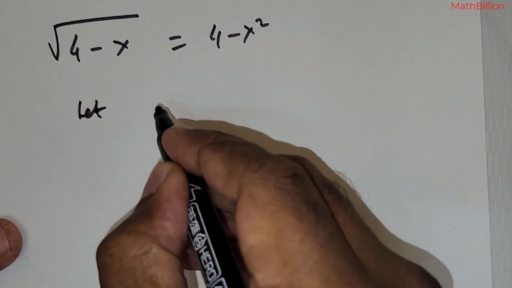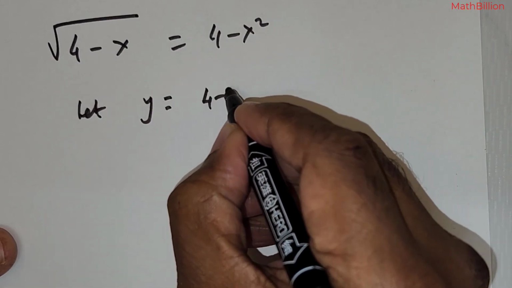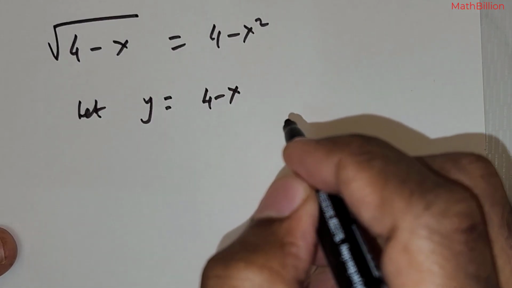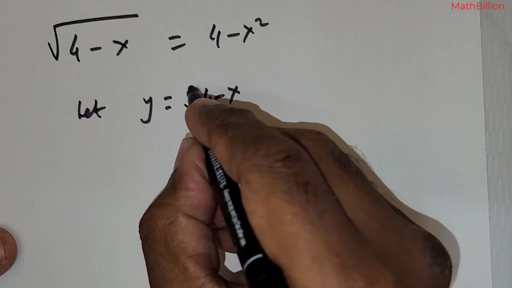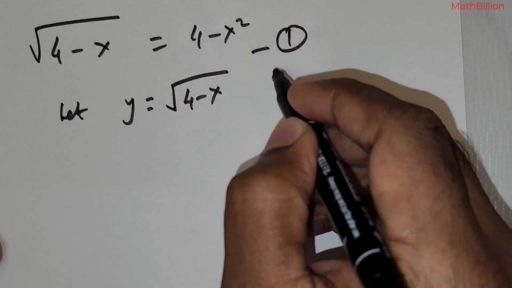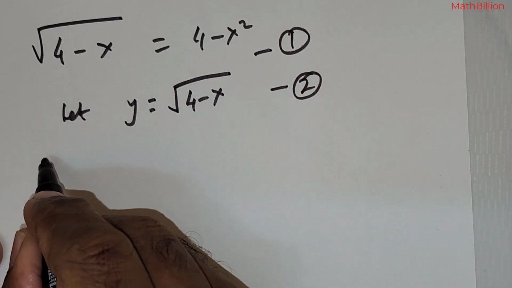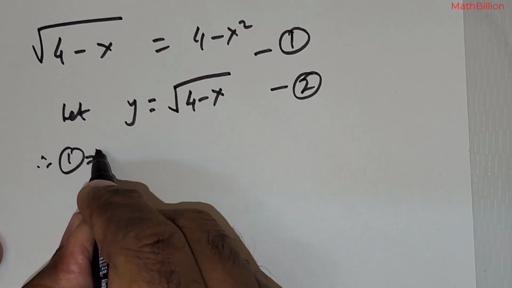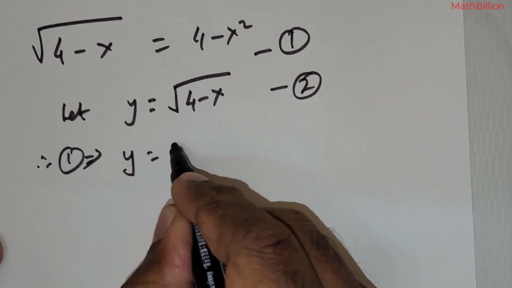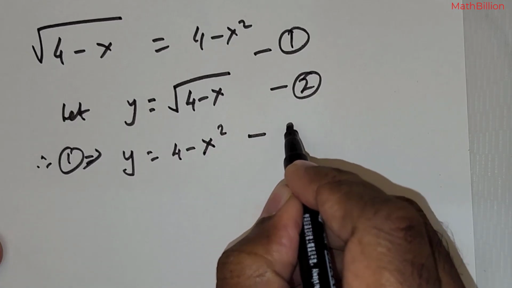First is I'm going to take y to be equal to 4 minus x, probably let it be root of it. So let me take this as 1 and this as 2. So therefore 1 can be rewritten as y is equal to (4 minus x) squared. So let me take this as 3.